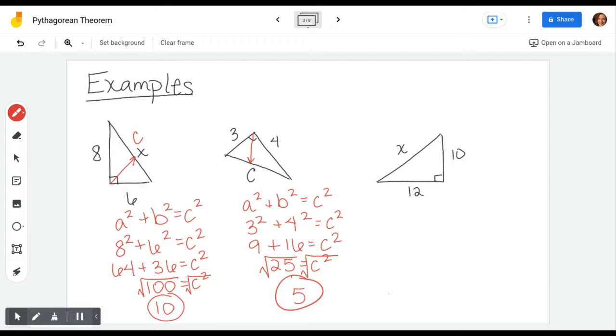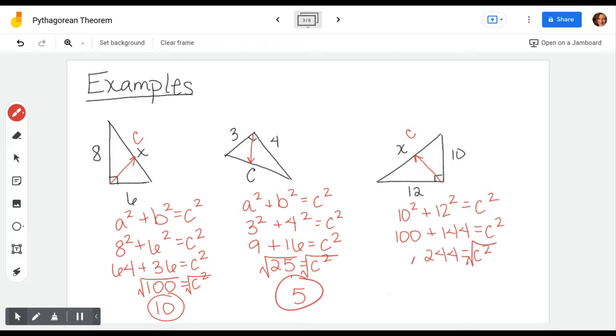Let's do another one. So on the third one here, I'm going to draw an arrow through the right angle symbol. It's going to point to the hypotenuse. So again, I'm finding C. A squared plus B squared equals C squared. I'm going to do 10 squared plus 12 squared equals C squared. And then order of operations, exponents happen next. That's 100 plus 144 equals C squared.